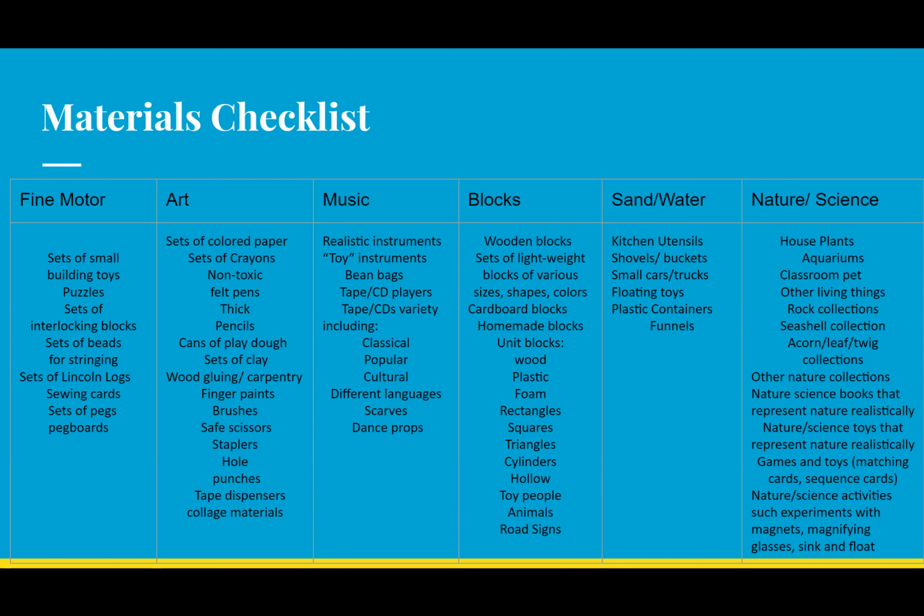In block area, we can have different types of blocks. So maybe we have wooden blocks, foam blocks, the hollow blocks, having them at different sizes and shapes. In sand and water area, having those different kinds of buckets and shovels and floating toys. And then in science, having living things such as plants, and having things that encourage the children to explore, such as magnifying glasses or magnets.